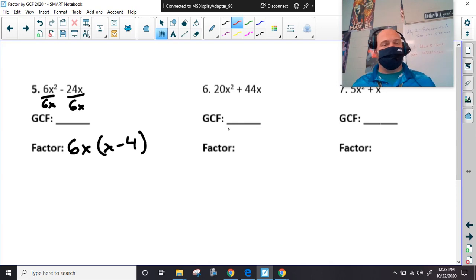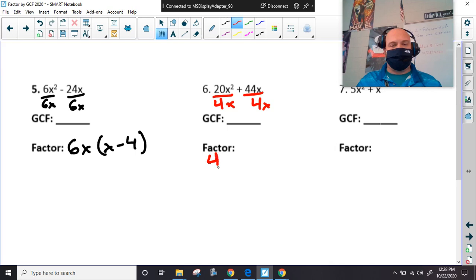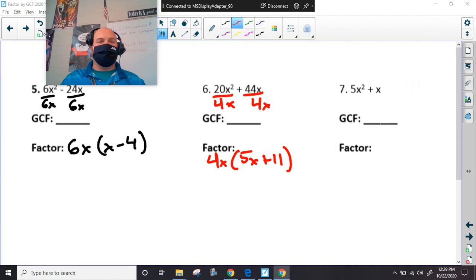Now, what about number 6? 4. That's where you got your 4. And it's going to be an x. So 20 divided by 4 is 5x. 44 divided by 4 is 11, and the x is canceled.